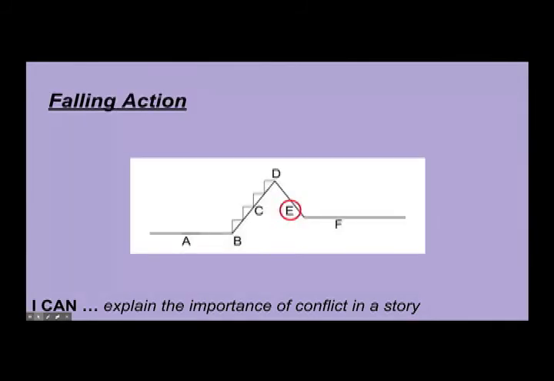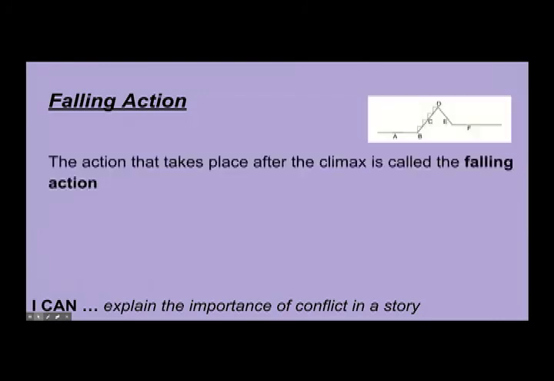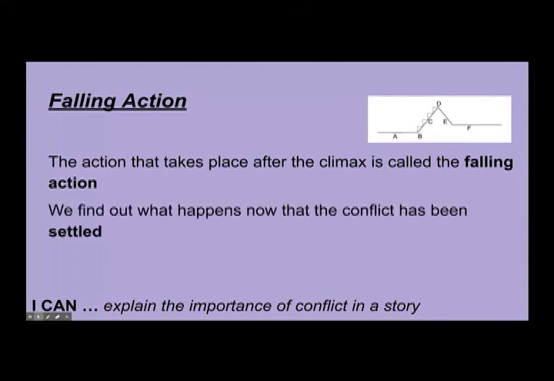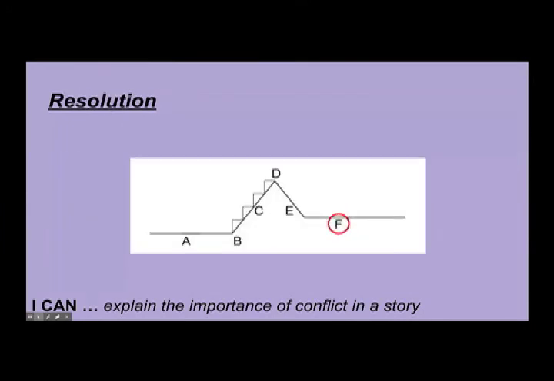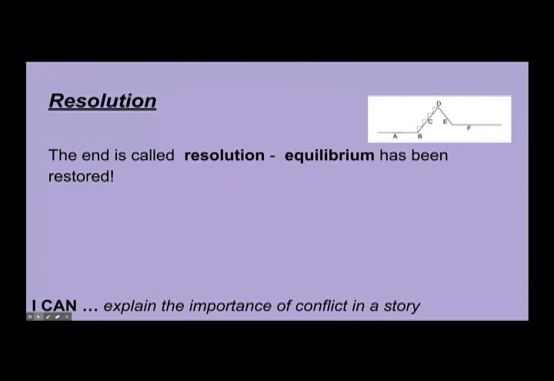And that'll take us to E, which is the falling action. This is the action that takes place after the climax. And this is where we find out what happens now that the conflict has been settled. Finally, resolution. The end is resolution. This is where equilibrium has been restored. See, our line is back to being straight. However, it's not exactly level with A because it hasn't gone back to exactly the way things were, but the balance has been restored. This is where we have the "and they all lived happily ever afters."